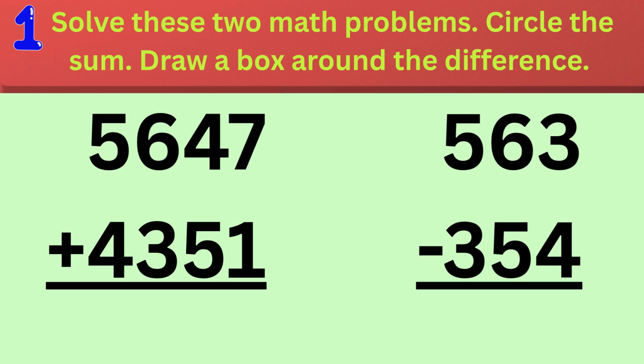Number 1. Solve these 2 math problems. Add 5,647 plus 4,351 equals. Then subtract 563 minus 354 equals. Then circle the sum and draw a box around the difference.